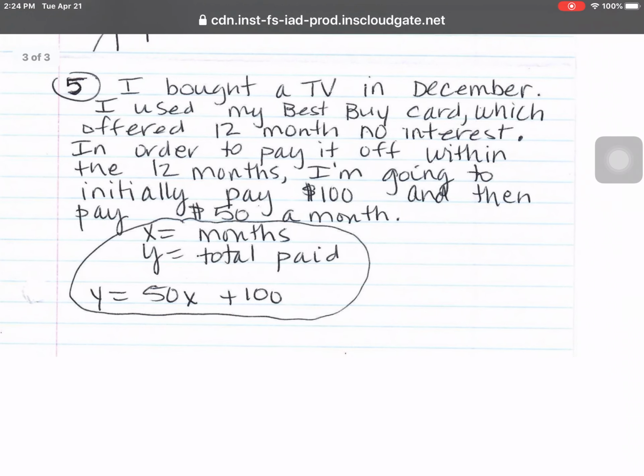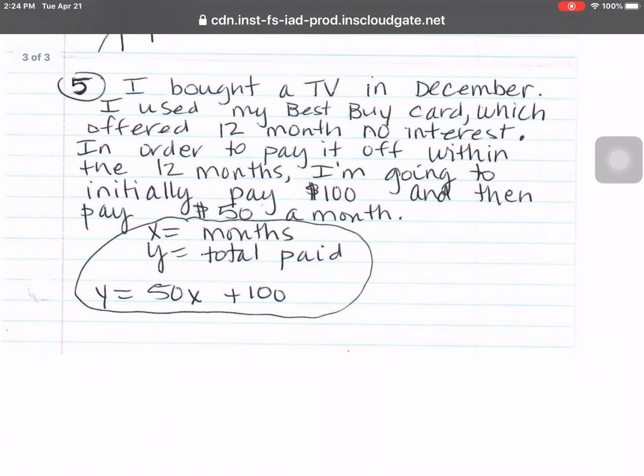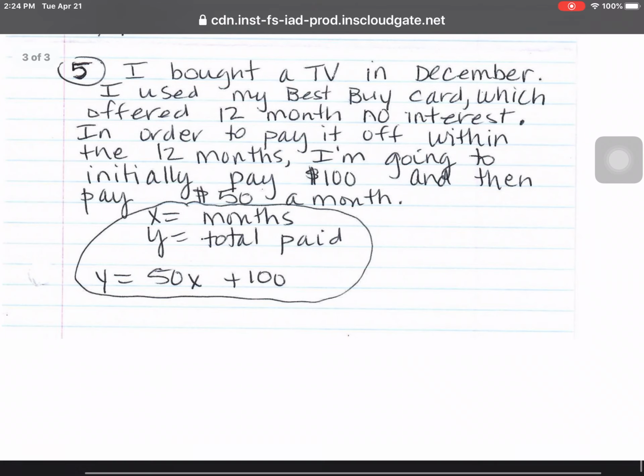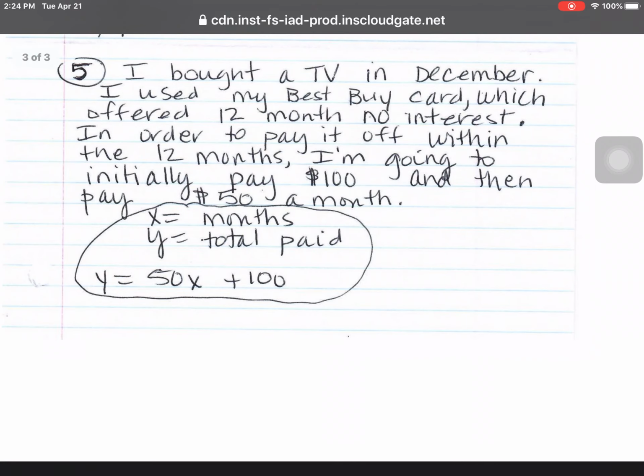Okay, the example that I used was I bought a TV in December. This is a true story, and it had 12 months no interest. If I paid the TV off in 12 months, it would be interest free. So I definitely wanted to do that. So I wanted to see how much I should pay so that it would get paid off within the 12 months and I wouldn't have any interest.